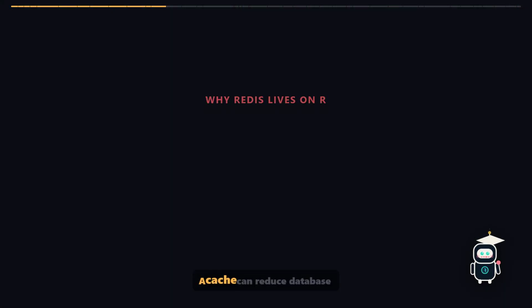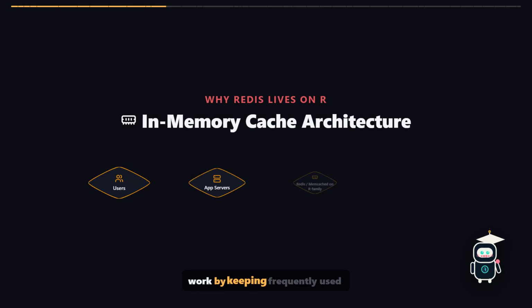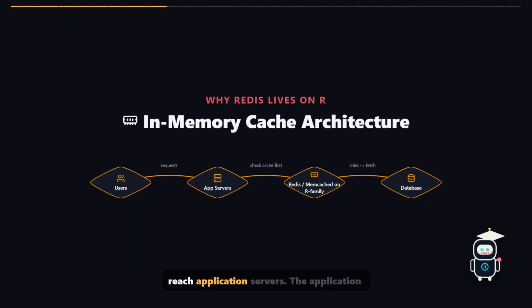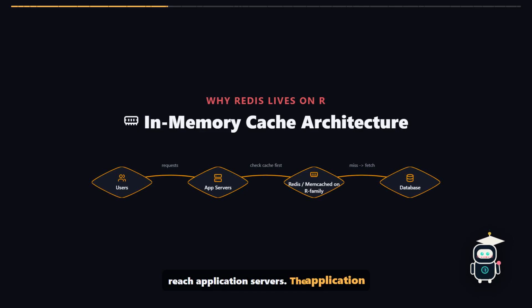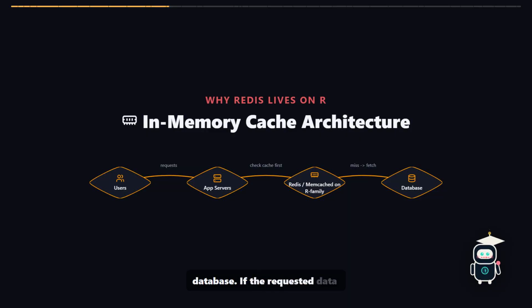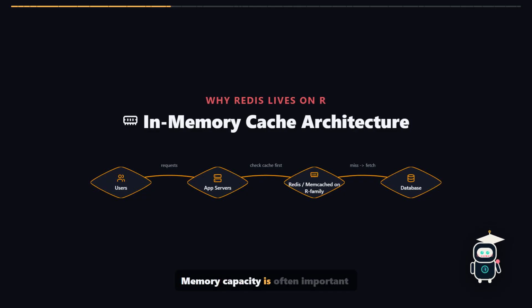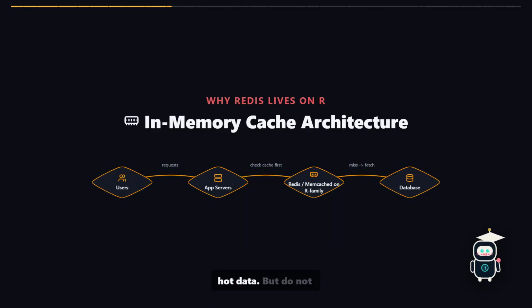A cache can reduce database work by keeping frequently used data close to the application. In one common design, users reach application servers. The application checks a Redis or memcached cache before it queries the database. If the requested data is present in the cache, the application can respond without making the slower database query. Memory capacity is often important because the cache needs room for the working set of hot data.